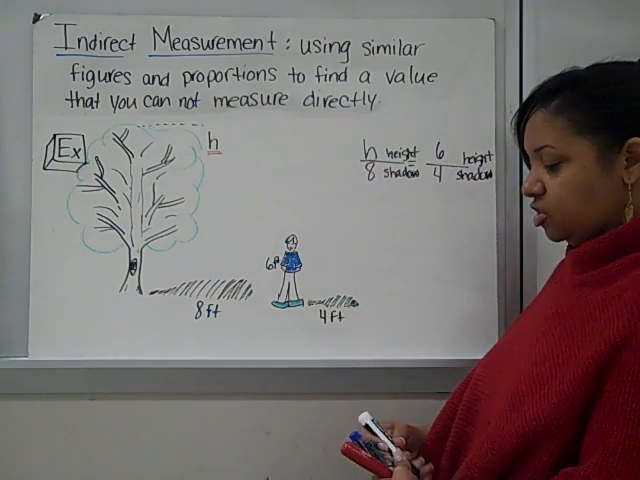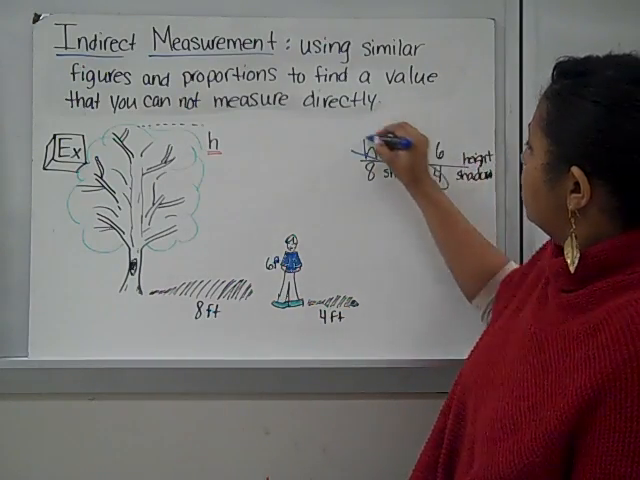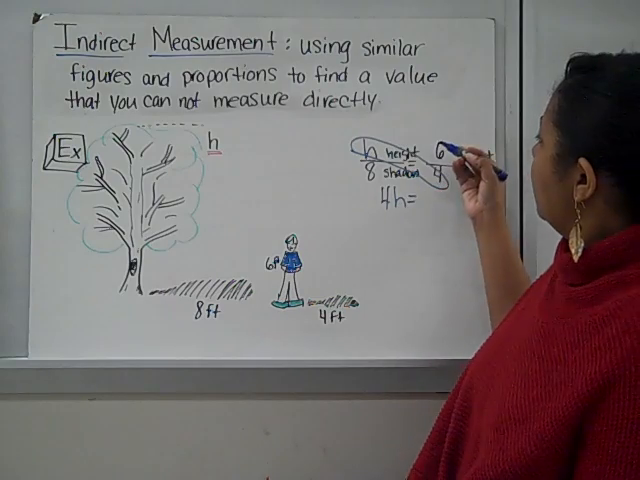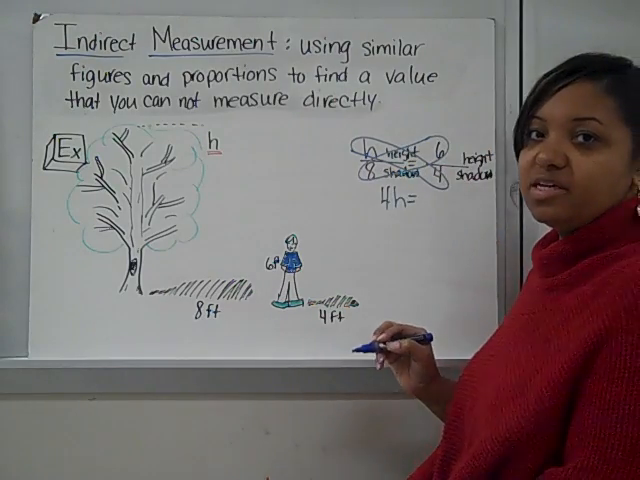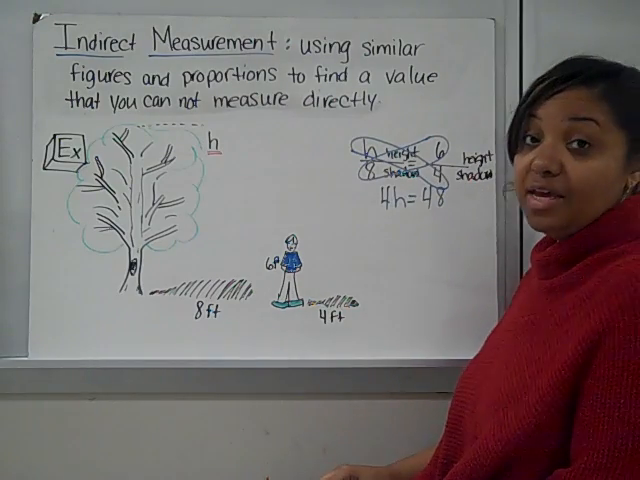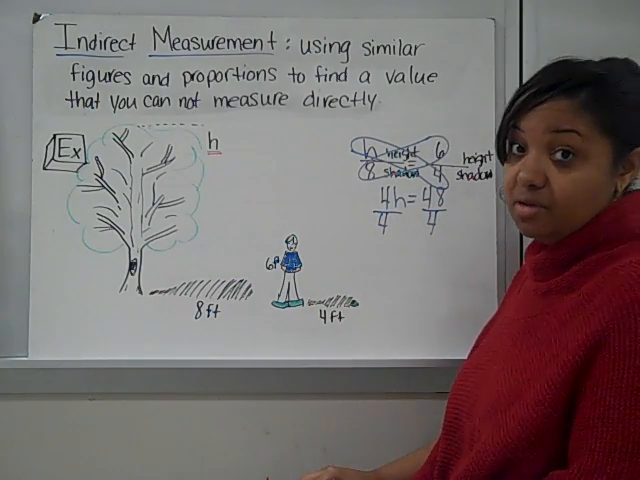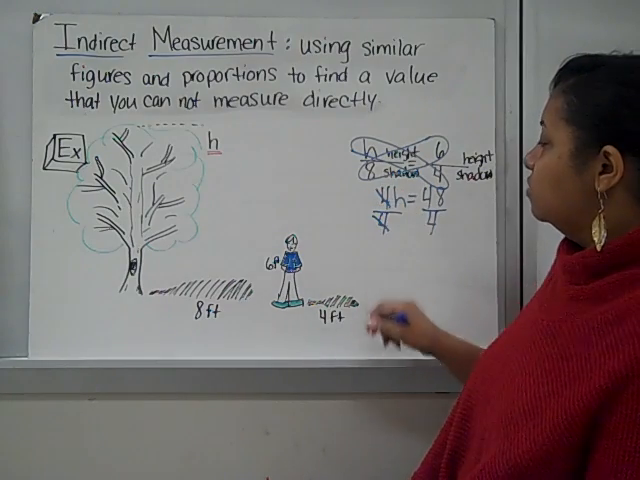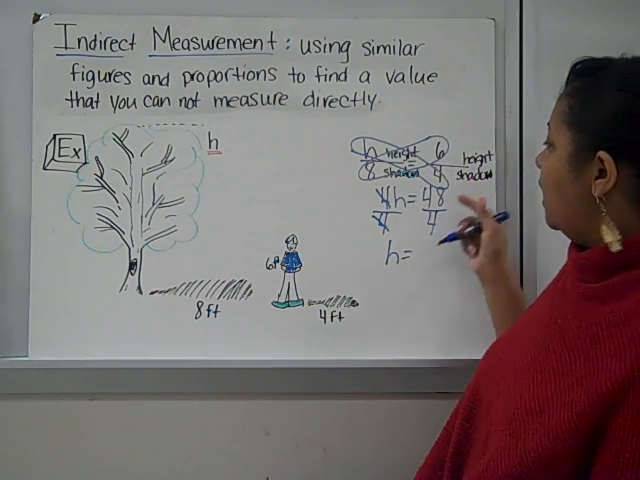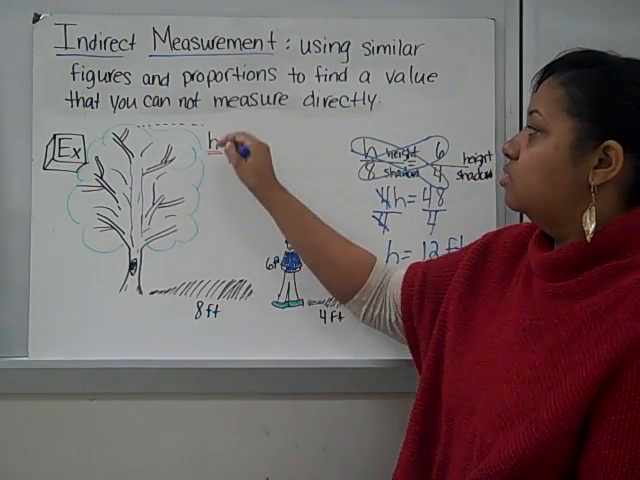So we're going to cross multiply. We're going to solve like normal. I'm going to multiply H times 4, which is 4H, and then 8 times 6, which is 48. At this point, we just get the H by itself by dividing by 4, because that is the number beside H. The 4's cancel out, and our H gets to come down. Notice my equal signs are all lining up. And then 48 divided by 4 is 12. So that means your tree is 12 feet tall.